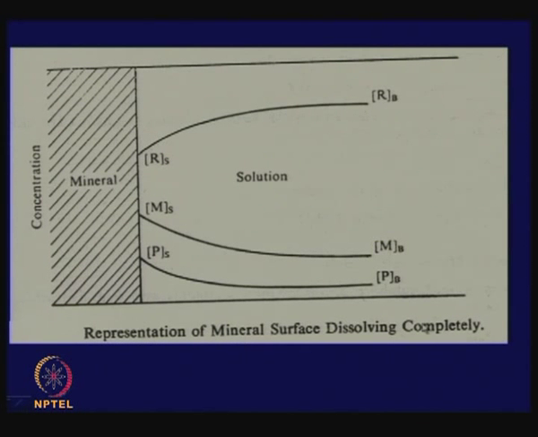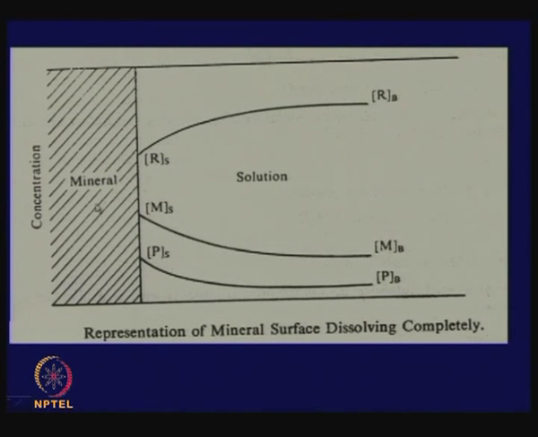Now, consider basically what happens in a leaching reaction. We have a mineral surface. It is not a pure mineral, it may have other things also, but the idea is that a reagent has to come to the mineral surface, react, and produce a metal ion or a metal ion complex, which will be taken into the solution.